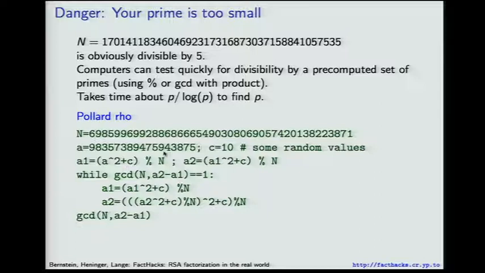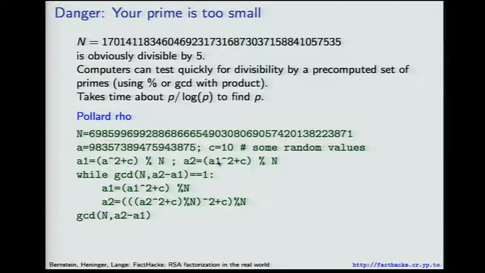You start with some random number smaller than n and some offset here. Oh yeah, I should also say all those scripts are available at this URL. So if you go to facthacks.crypto, then you find all the scripts if you want to play with it at the same time, including this one and some explanations and such.